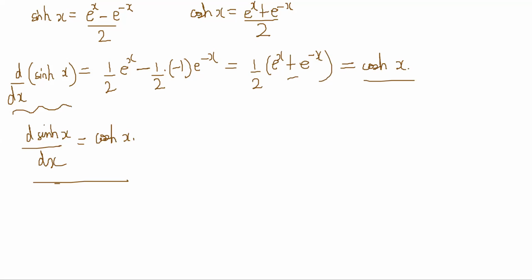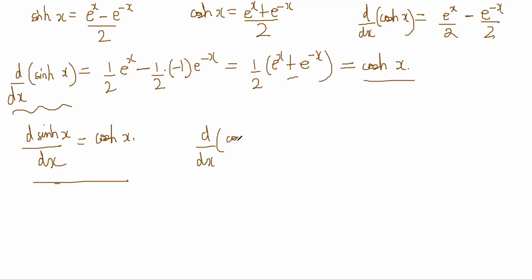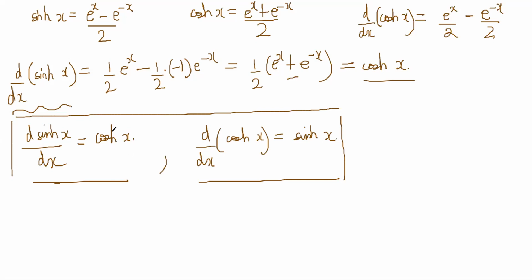Cos derivative will become, I think, minus sine. Derivative of cos will be what? No, derivative of cosh is not minus sinh. If you differentiate this, d by dx of cosh x, this becomes e power x by 2 minus e power minus x by 2. It is sinh only. So d by dx of cosh x is equal to sinh x. So slightly different, but very similar, right, to normal sine and cos.